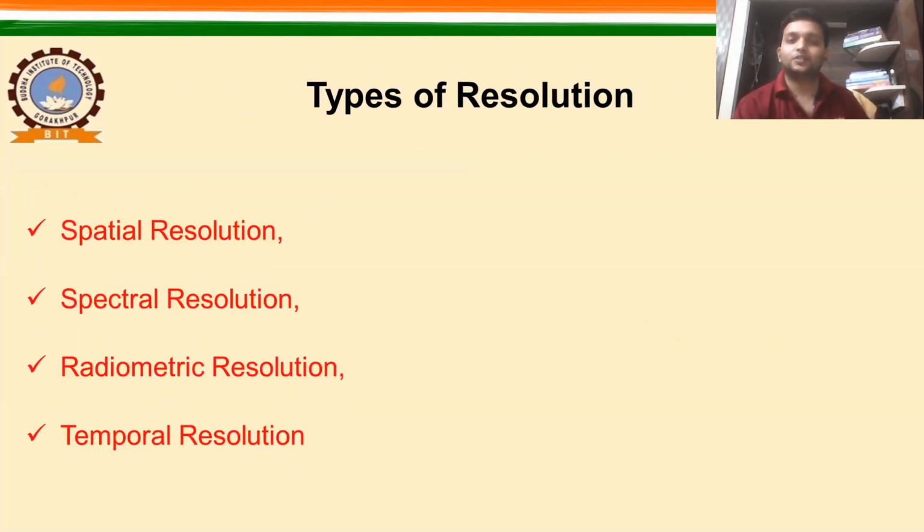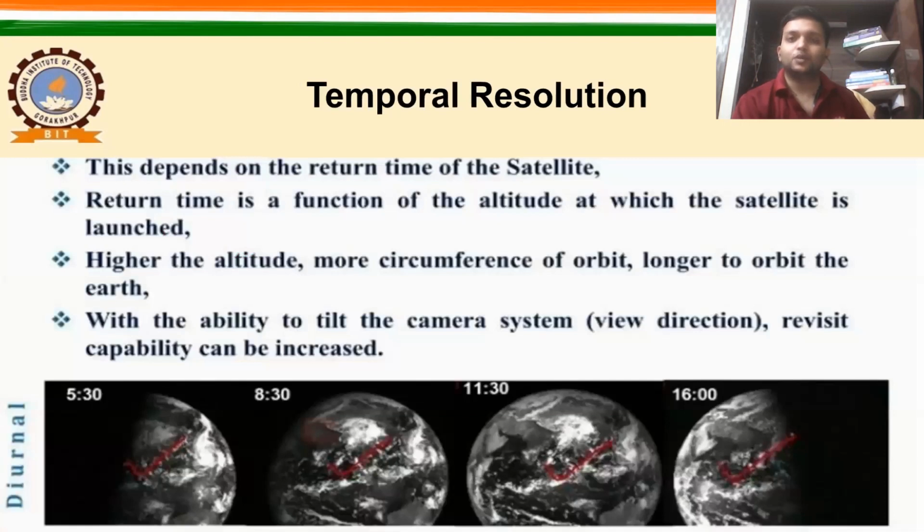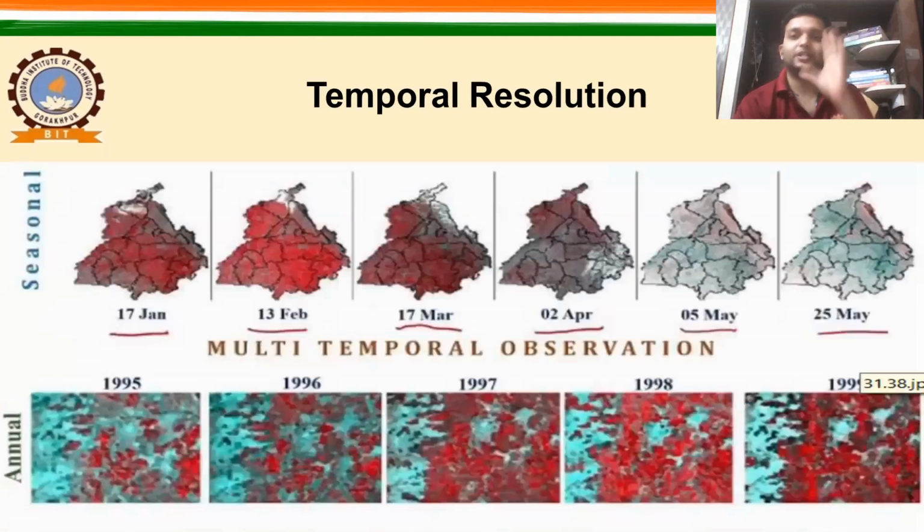Then the different types of resolution which we talked about: spatial, spectral, radiometric, and temporal. In temporal, it depends on the return time of the satellite, and this return time is a function of the altitude at which the satellite is launched. The higher the altitude, the greater the circumference of the orbit, and the longer it takes to orbit the Earth.